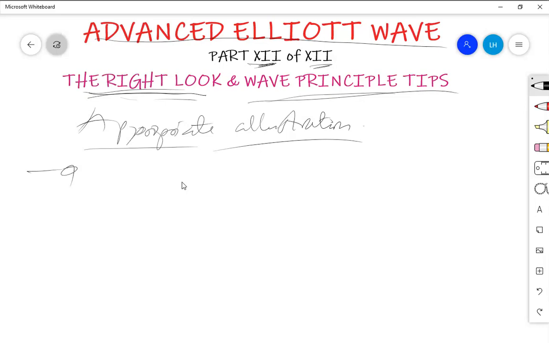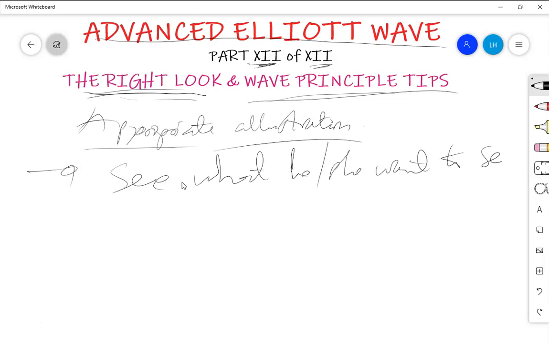That's the case. A trader sees what he or she wants to see. That's the problem. So when you see what you want to see, that's when you become wrong in the market. So usually you must see what is actually there. You must see what is actually taking place in the market.